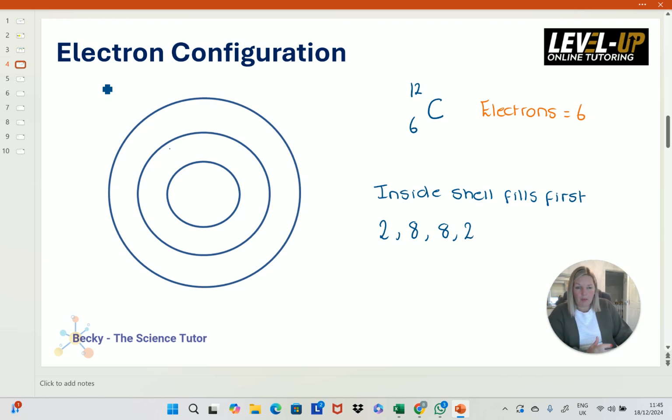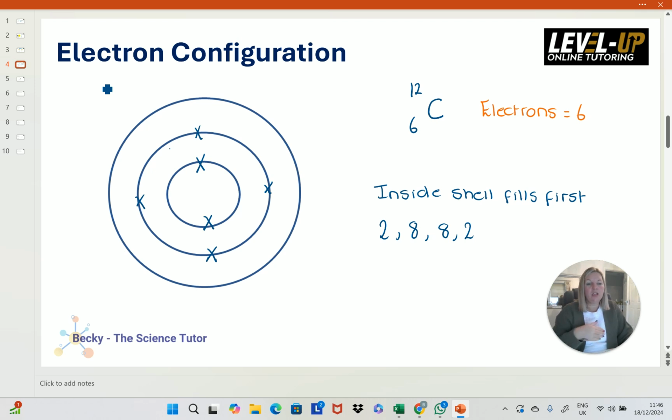So popping back to our carbon, we're going to put 2 electrons in that first shell. Once we have those 2, we have to move out to the next shell. Carbon has got 6, we've placed 2 in, and therefore we must need 4 electrons in the second shell. And if we'd got to 8 in that shell, we would simply then move out into the next shell.